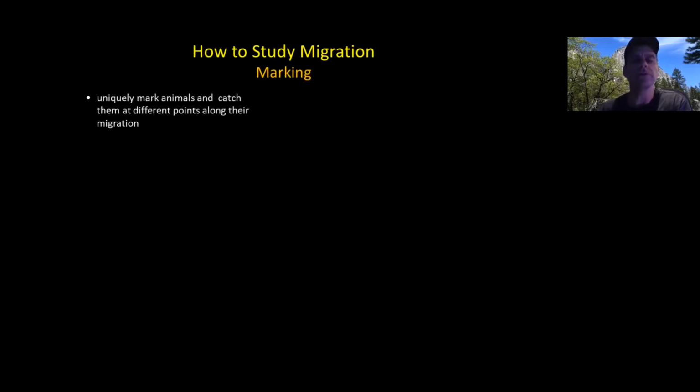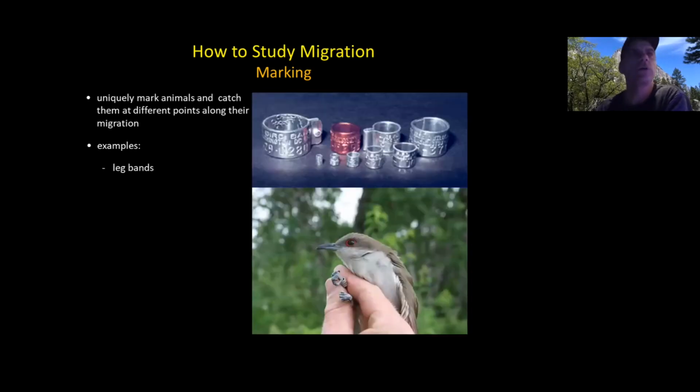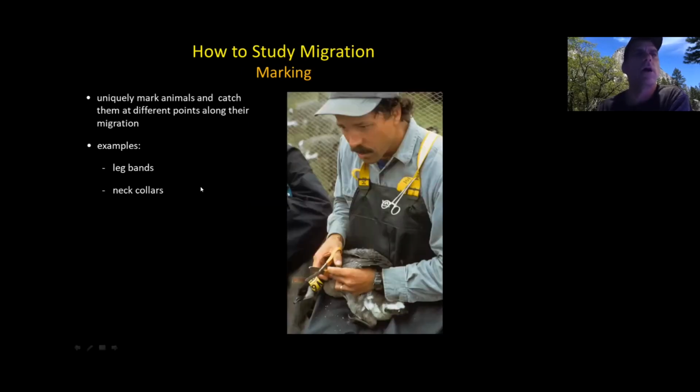Okay, so now let's talk about how we go about studying migration. One way is to uniquely mark individuals and then try to catch them at different points along their migration. Some examples of marking methods include uniquely numbered metal leg bands. In the case of birds, these are used. There can be neck collars. These have unique alphanumeric combinations that can be used on some species.